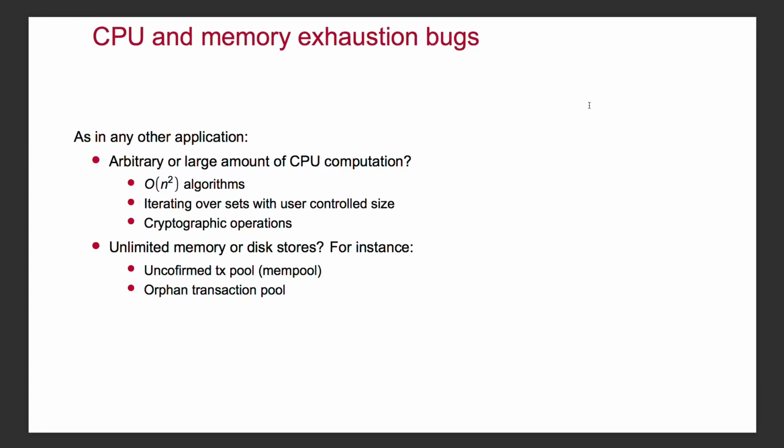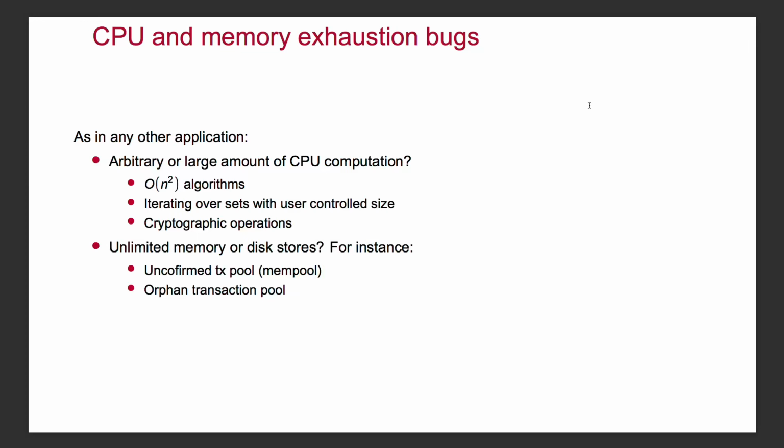Also iterating over sets with user controlled size. If the endpoint I'm hitting has a for loop which goes over a set that the attacker controls, then this set can be made arbitrarily large, and at some point one request will mean 1,000,000 iterations over the set. So that's also a problem. Also, crypto operations consume a lot of CPU, and it's important to have a bound on how many crypto operations can be executed with little network usage.